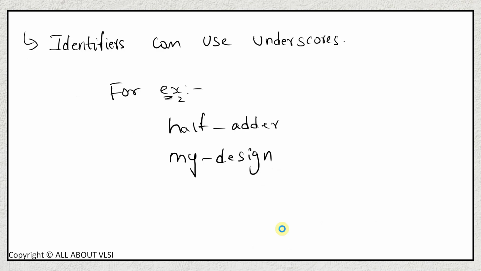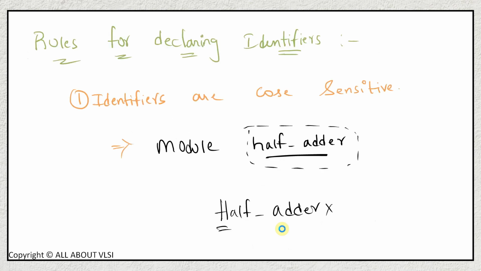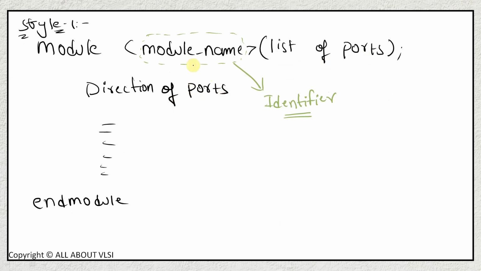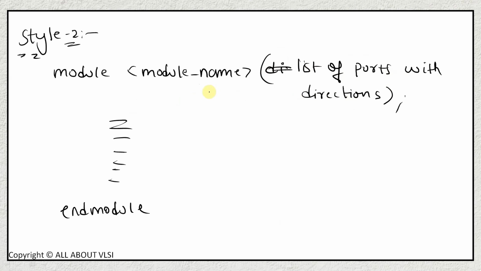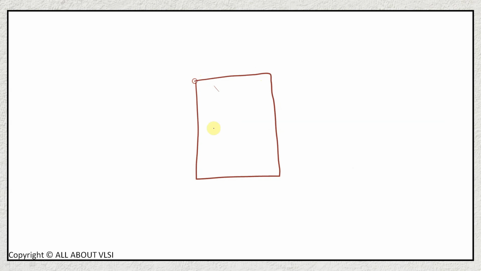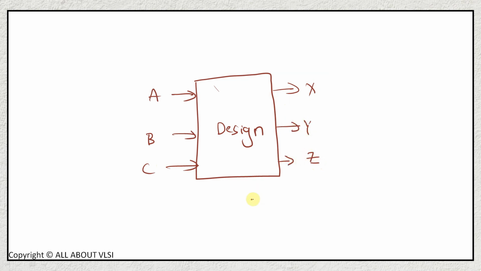Now, coming back to the syntax for declaring your module. The syntax is module followed by module name, which is nothing but your identifier. In style one, we are just declaring the list of ports, and inside that we are declaring the direction of the ports. And in style two, we are declaring the list of ports with the directions. So let's say this is our design, and this design has A, B, and C as input ports, and X, Y, Z as output ports for this particular design.